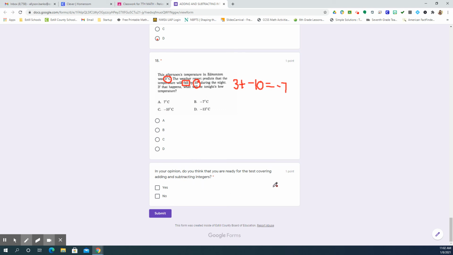The last question says, in your opinion, do you think that you're ready for this test? I believe that no matter what you select, it's going to just give you a wrong answer, but it gives us an indication of whether we feel like you're ready or not. So go ahead and select one of the two and hit submit, and then we will add a point to your grade. That way, if you get all these correct, you will get 19 out of 19 points.